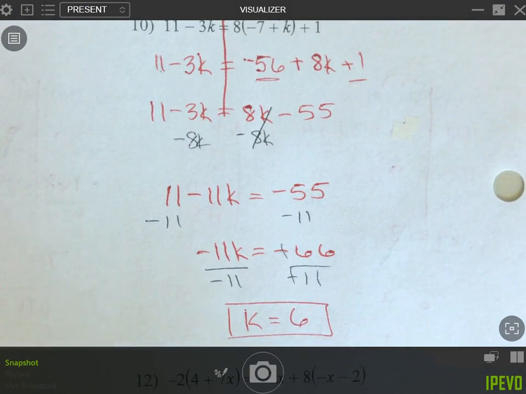Okay, last two. Nothing new. The difference is I have to distribute on the left and I have to distribute on the right. So take a quick second at number 11. I know it's not up on the board yet. And think about what you're distributing.